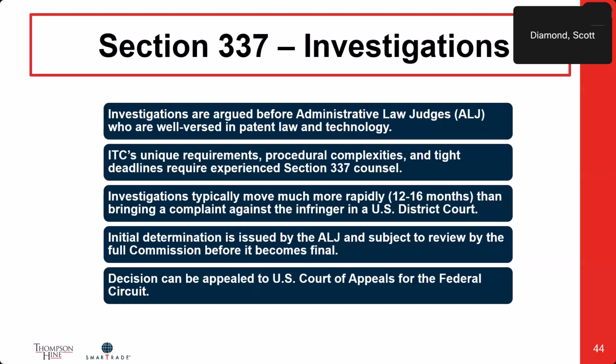Once the ALJ issues its initial determination, it goes before the full commission for its consideration and review. It has the authority to affirm, modify, reverse even, which is rare, or remand part of it for further consideration. Once a final determination is arrived at, it is then sent to the president, who has the authority to disapprove any final determination for policy reasons. But again, as I stated, that's very rare. And the final part is that if any party is not satisfied with the outcome, it can be appealed to the U.S. Court of Appeals for the Federal Circuit. Next slide, please.